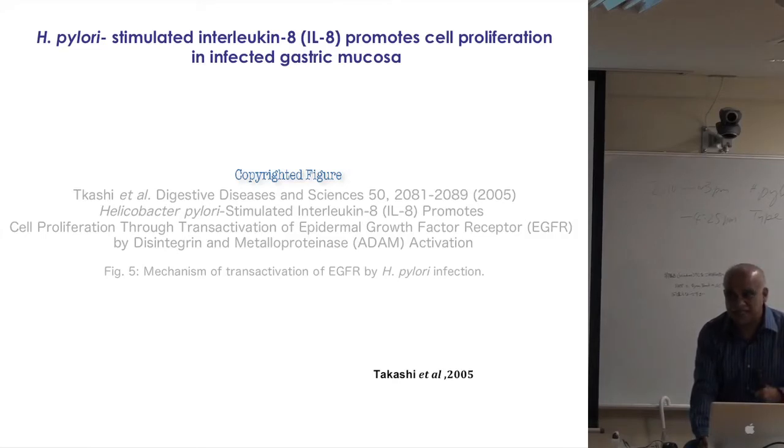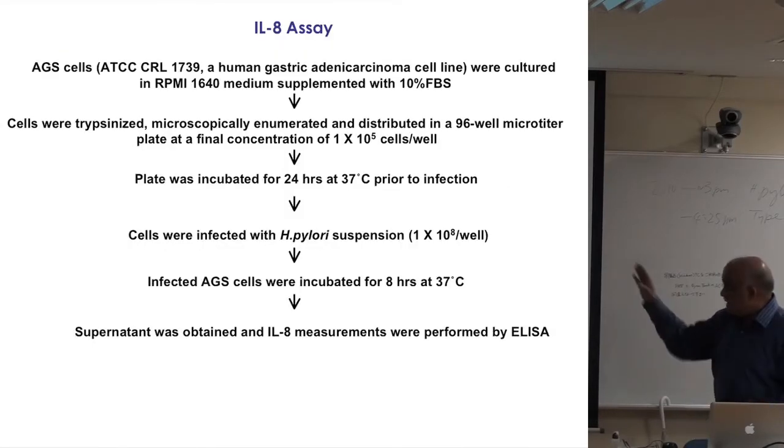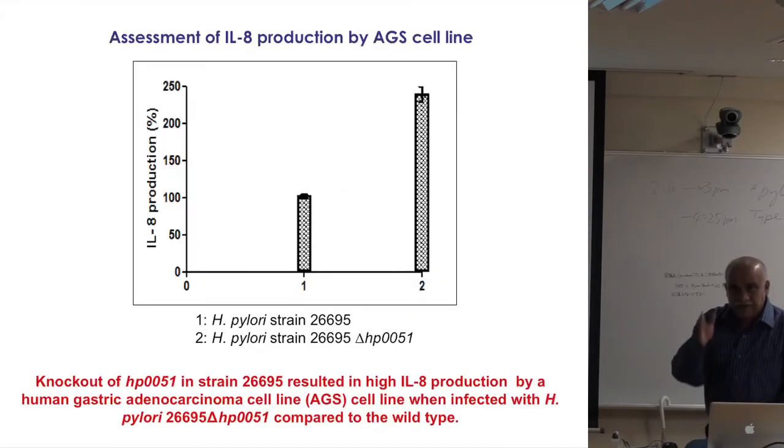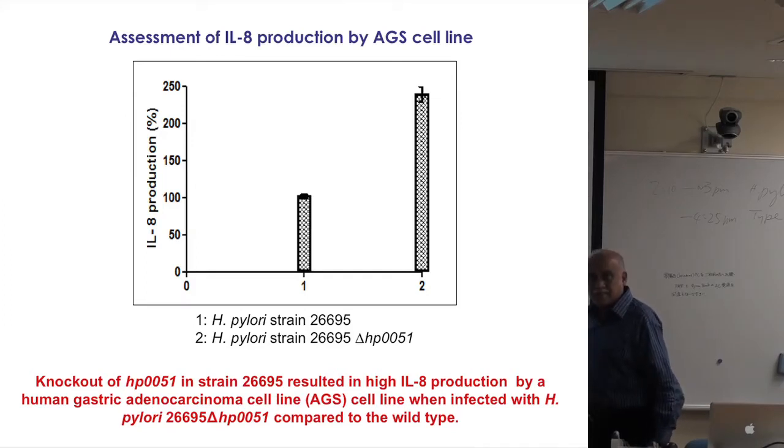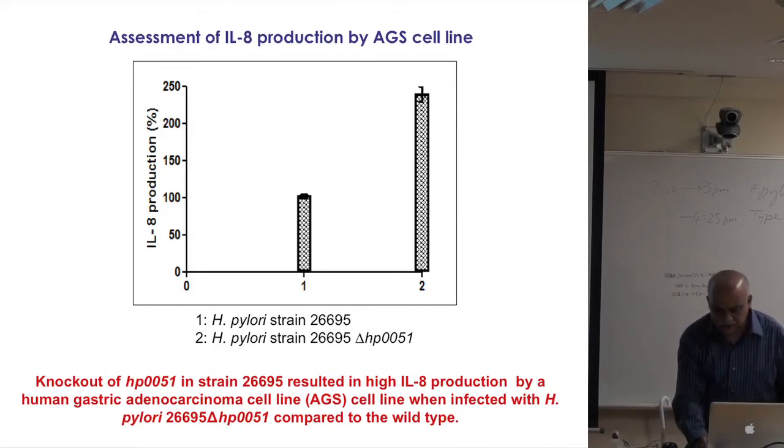Gastric carcinoma cell line, the AGS cell line, where he measured the IL-8 in the wild type and in the knockout. And very interestingly, he found that in the knockout strain, for example, you have a significant increase in the IL-8 levels. I'll come back to the biology of this and how to relate it. But this is what he has done, not only in 26695, I'm just showing you the data, but in all the other four or five strains. And he found that IL-8 production, in all cases, went up in the knockout, which is not true of many other genes that he looked at. And I'll point out some of them there.